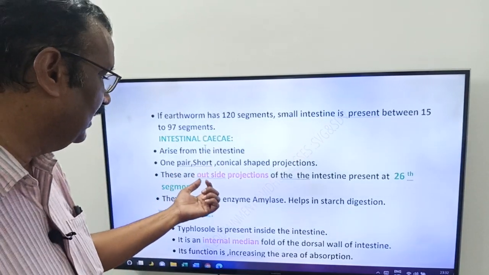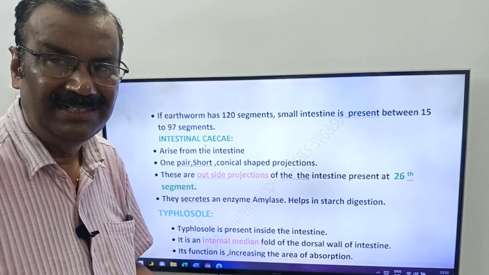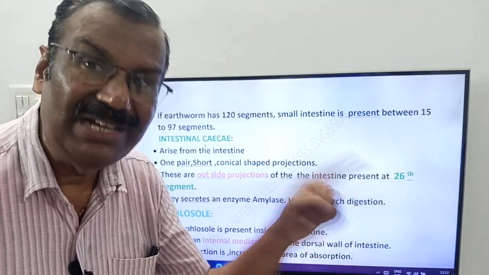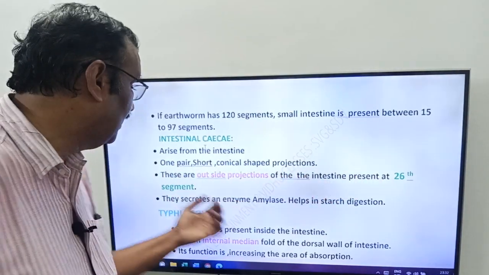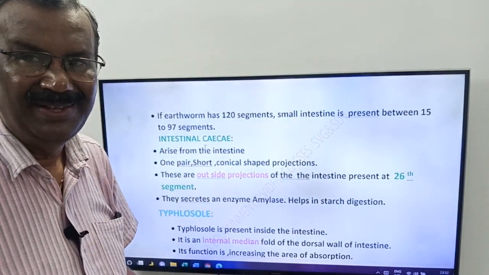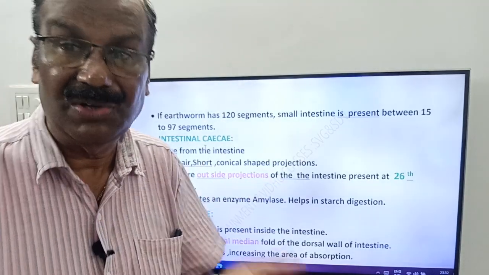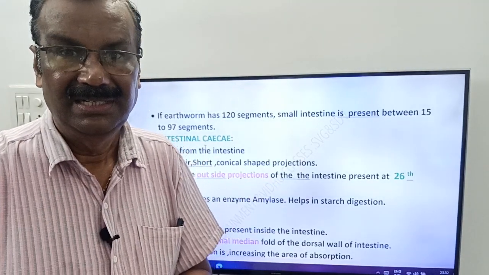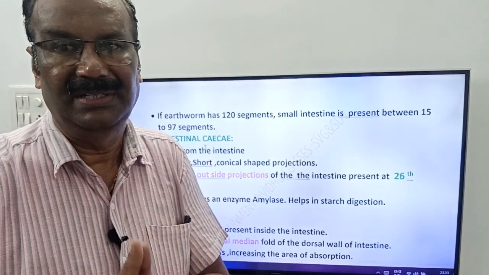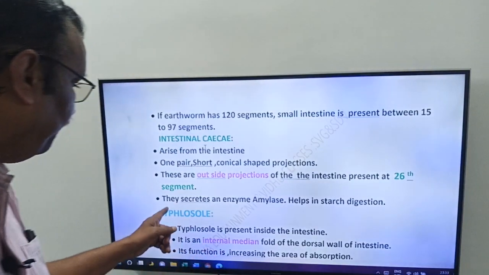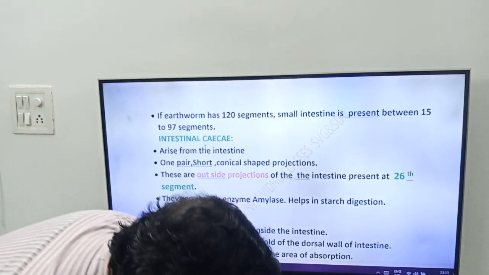See, friends, this is important. These are outside projections of the intestine. Friends, they won't be present inside. They are the outside projections of the intestine, present at the 26th segment. These are the projections of the intestine from outside, friends, not inside the intestine. From which segment do they arise, friends? They arise from the 26th segment. Okay, friends? They secrete an enzyme, friends.